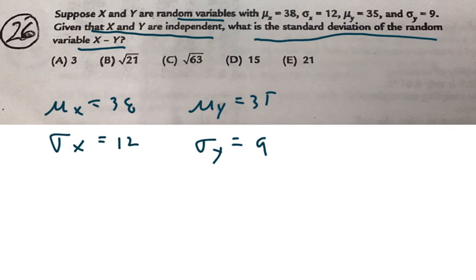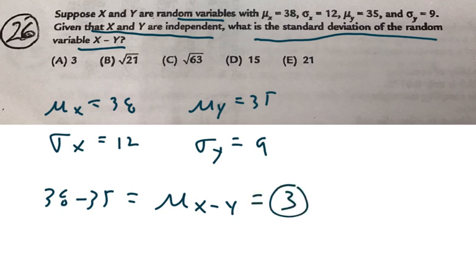So the idea is, let's say we're trying to compare them. Normally we would take, for example, 38 minus 35, and this would tell me that the mean difference between x and y is 3. If one averages 38 and the other averages 35, what's the average difference going to end up being? 3, right? Now, what about the standard deviations?